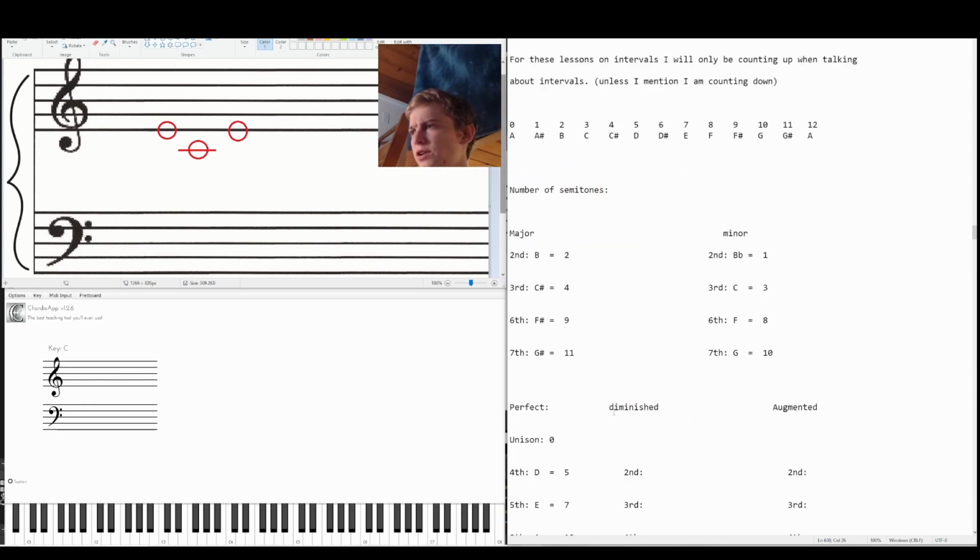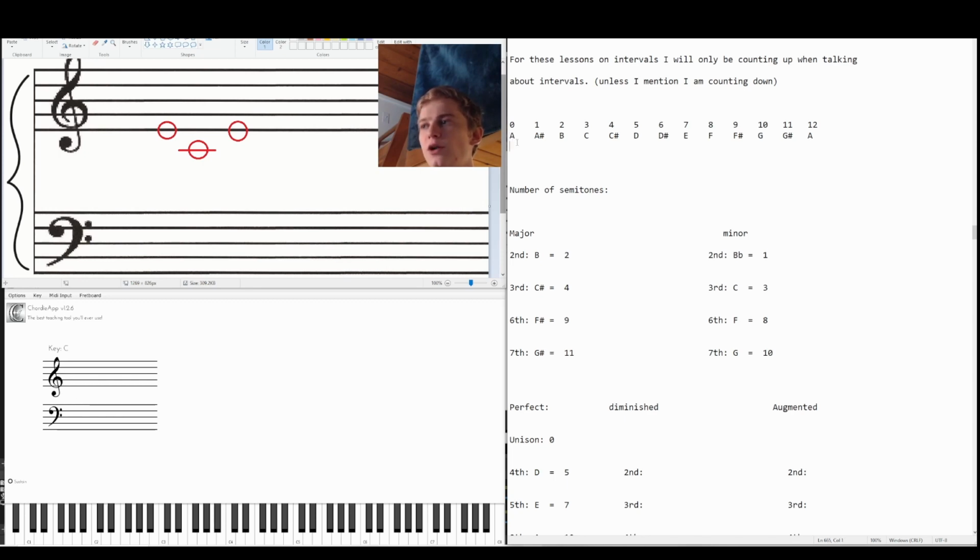So now for these lessons on intervals, I will be only counting up when I'm talking about intervals, unless I mention that I'm talking down. Here I have the chromatic scale, and the chromatic scale is going to go from 0 to 12. So let's talk about this and explain this a little more. When we're counting up our natural notes, like if we're counting up from a C to an E, we're just going to go C, D, E. However, if we're counting up chromatically, which is something that we're going to need to know how to do, we do not start our 1 on that note that we are starting on.